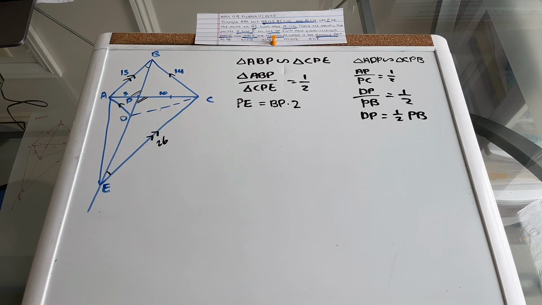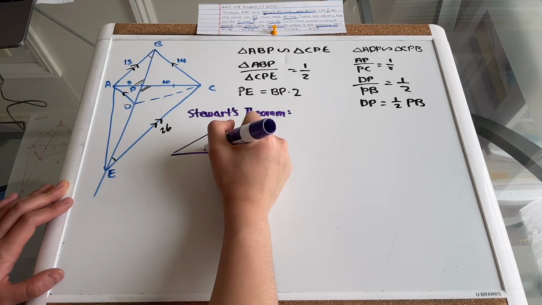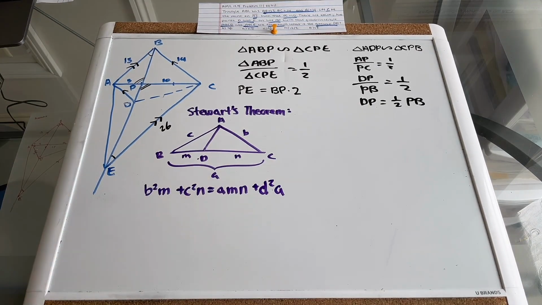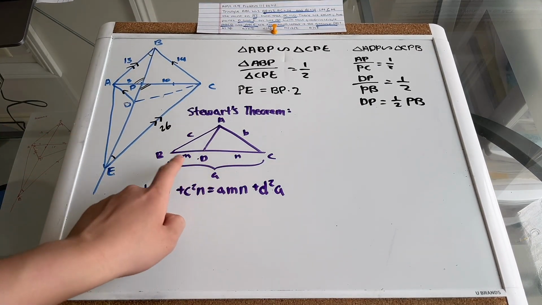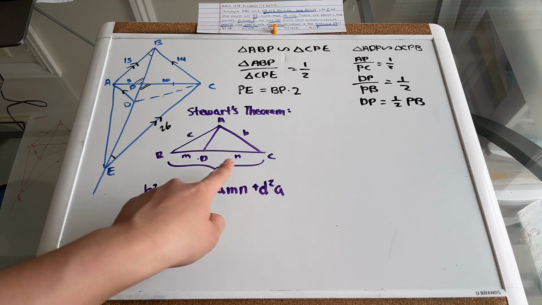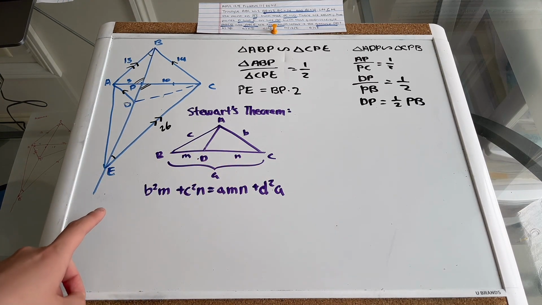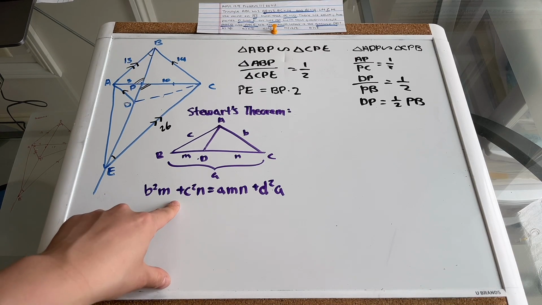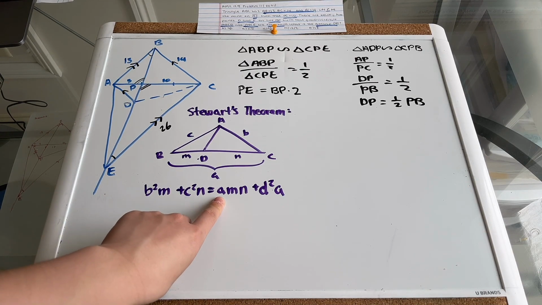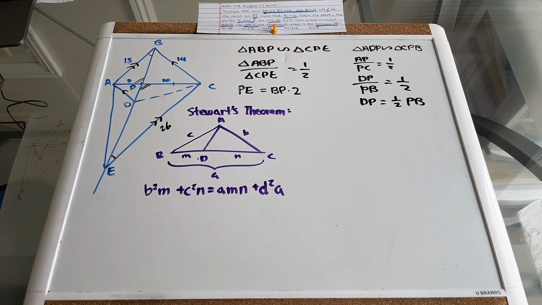Well, this is where something harder comes in, which is called Stewart's theorem, which basically says that in a triangle ABC where BC is separated into M and N, there is this equation: B squared M plus C squared N is equal to A times M times N plus D squared A. I'm not going to go into how this is proven, but if you want to know, you can go on to the AoPS solving problem, and it has a full explanation on why this theorem is true.